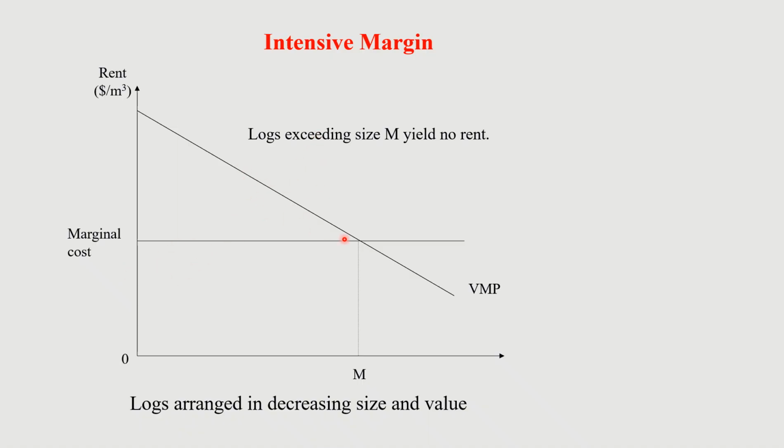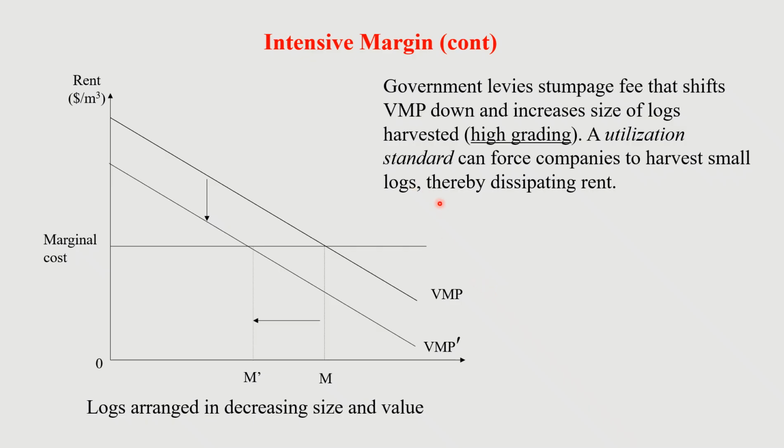It's where the marginal cost and the value of the marginal product, in other words, the supply function and the demand function, intersect at point M. So any logs greater than a diameter, say, of M, are going to be harvested. Smaller logs will be left on site, and smaller trees may or may not be cut down, but they're certainly not taken to the mill.